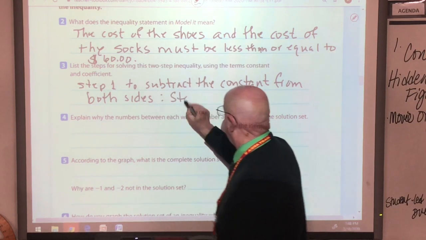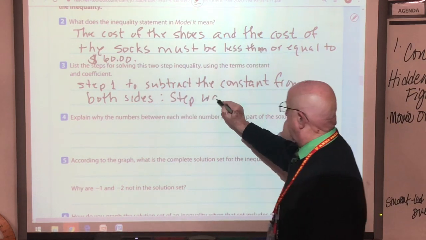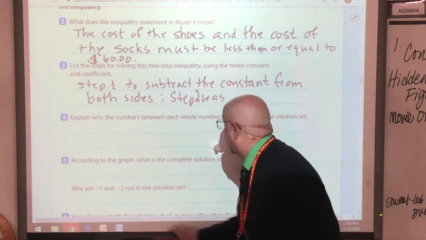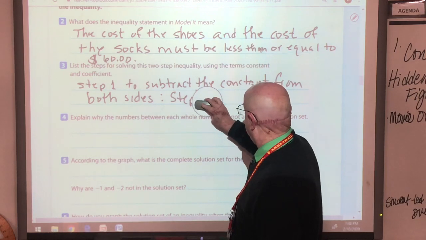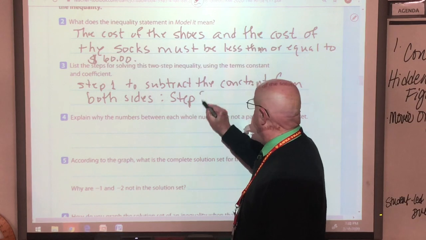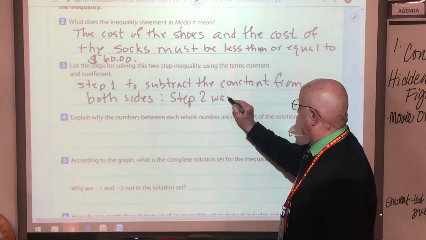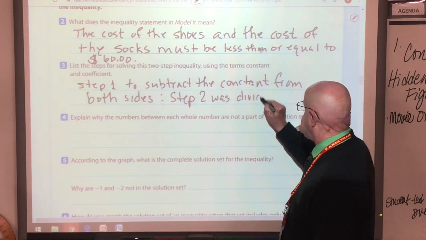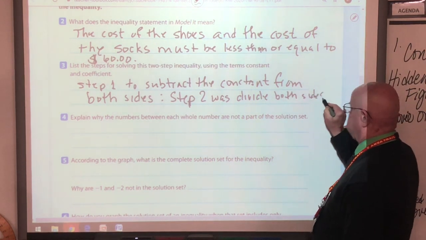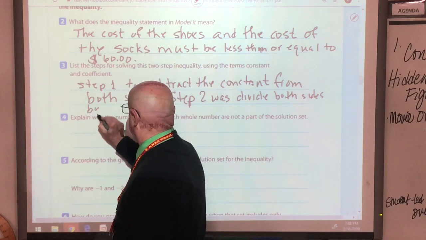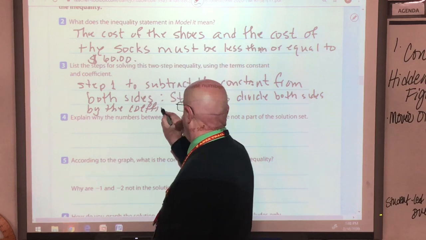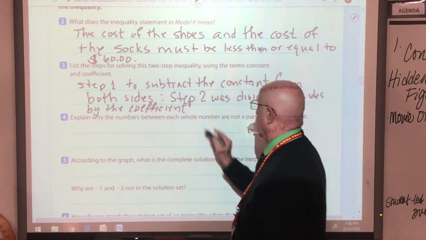Step two was to divide. Let's fix that. Step two was divide both sides by the coefficient of the variable.